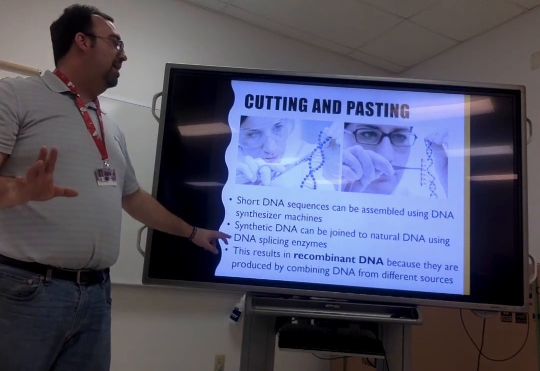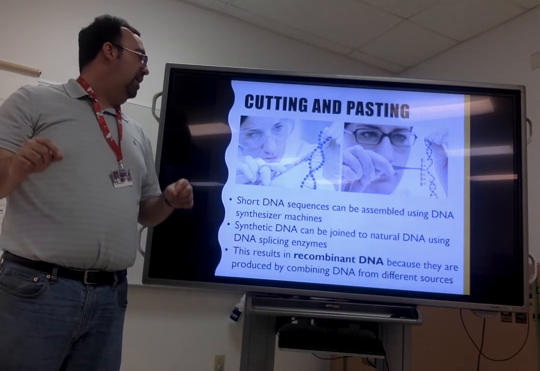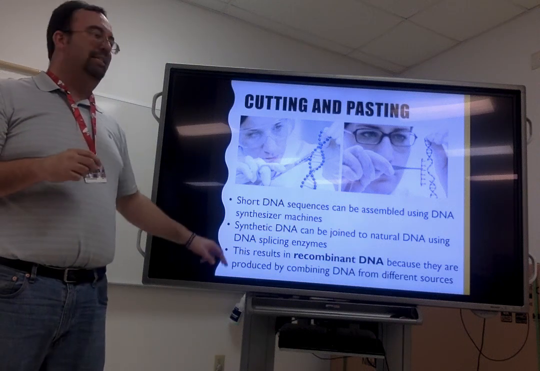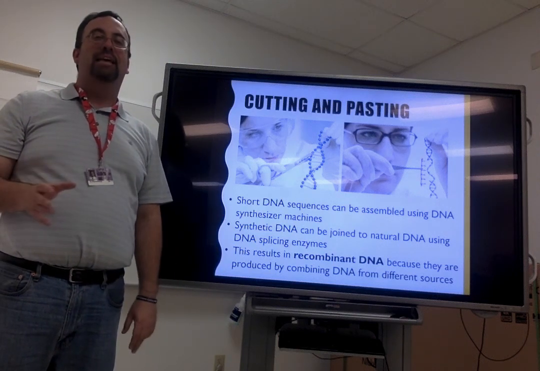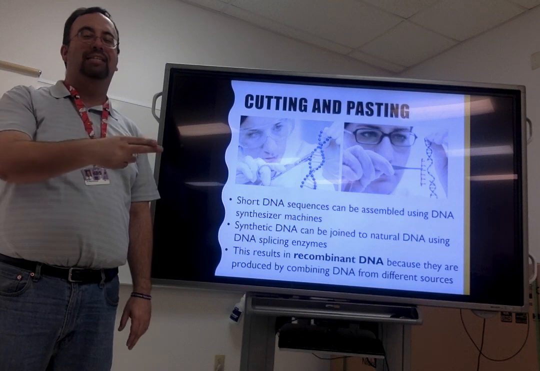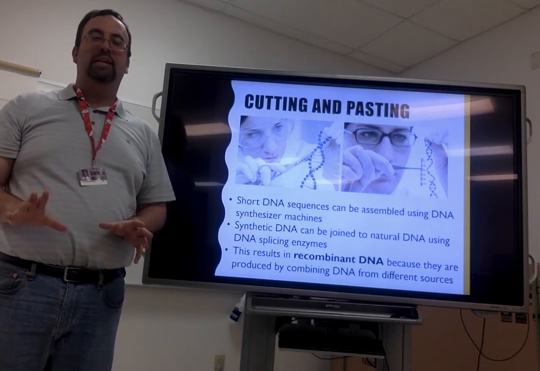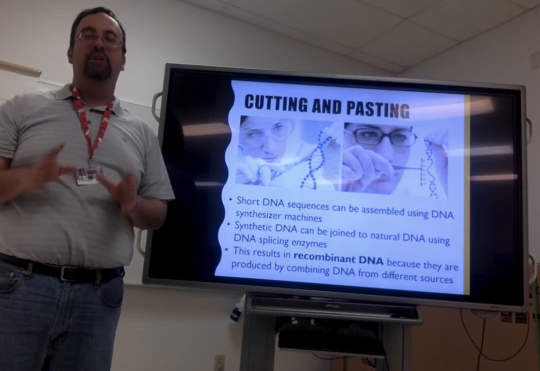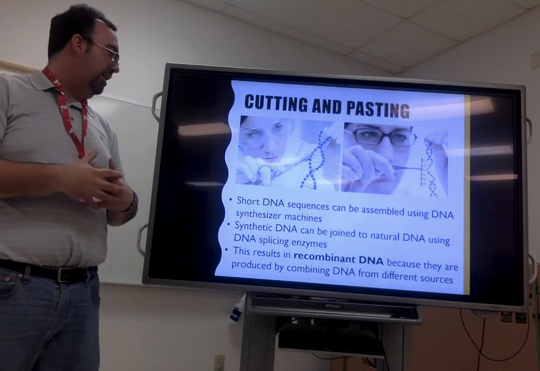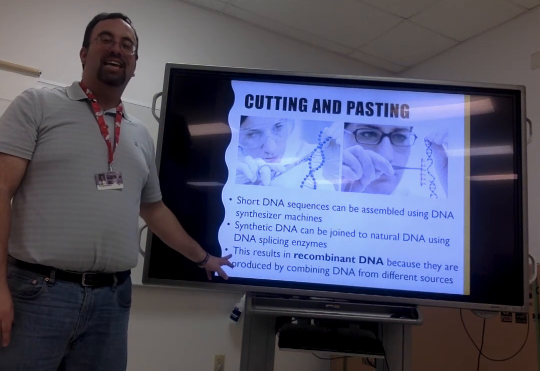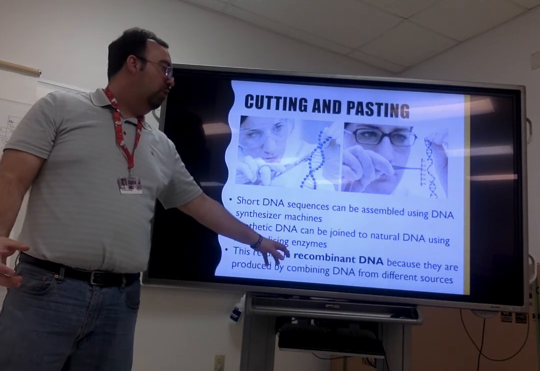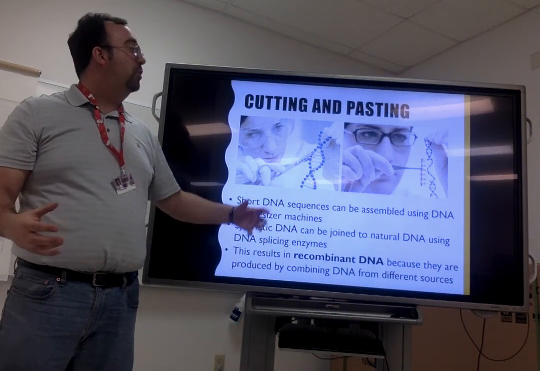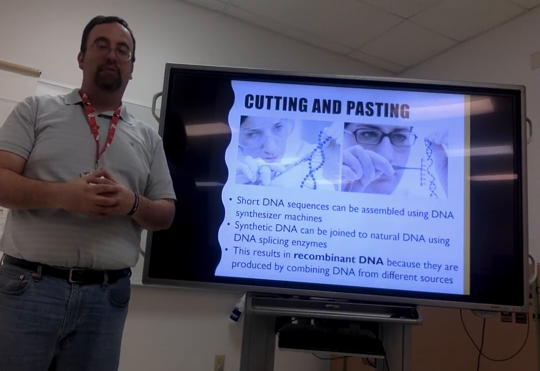Synthetic DNA is then the combination of natural DNA joined together using DNA splicing enzymes. So to splice is to cut. And so the DNA splicing enzymes will cut out at the specific regions of the DNA of interest, and then you can combine them together. This results in recombinant DNA. We're recombining the DNA from different sources, and so we can then put them together.